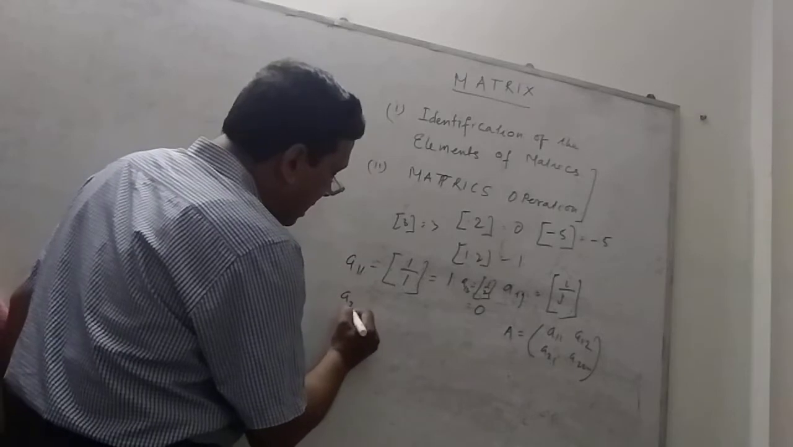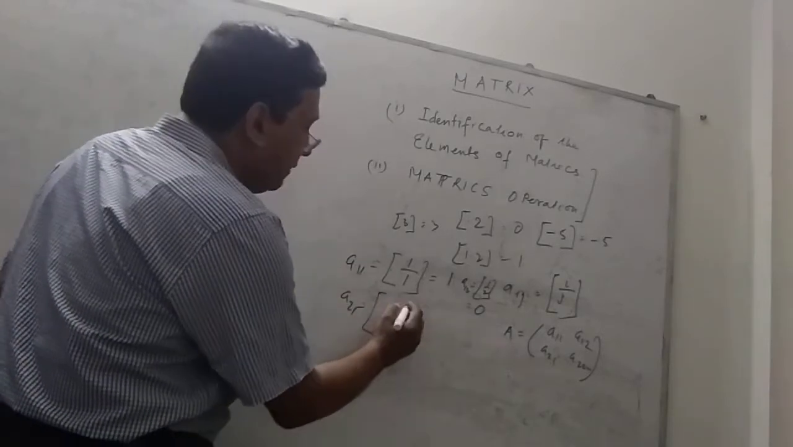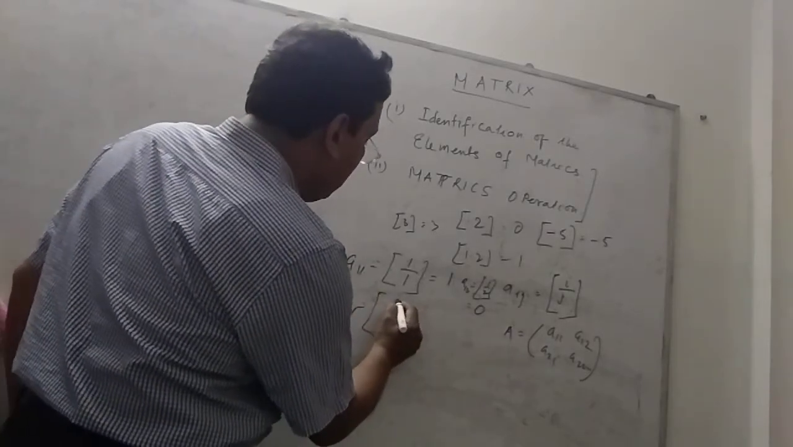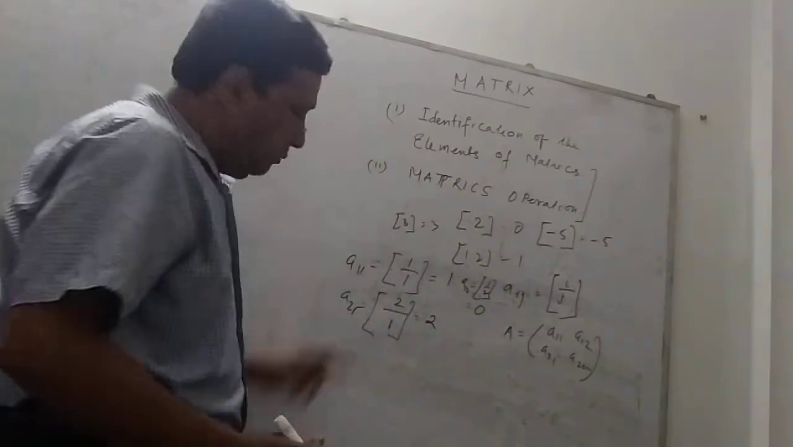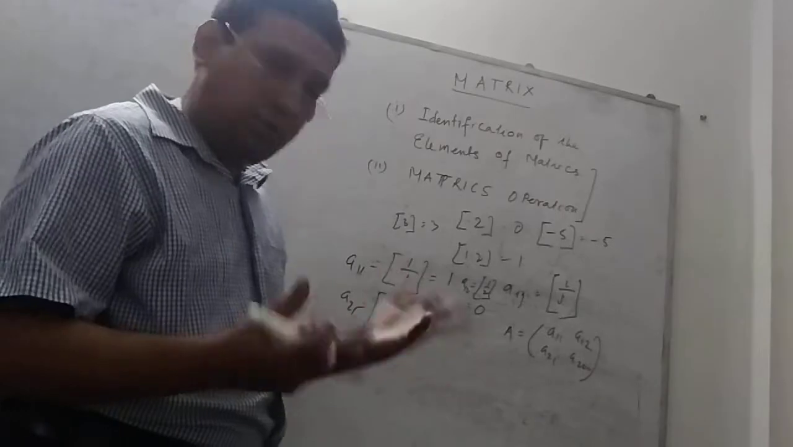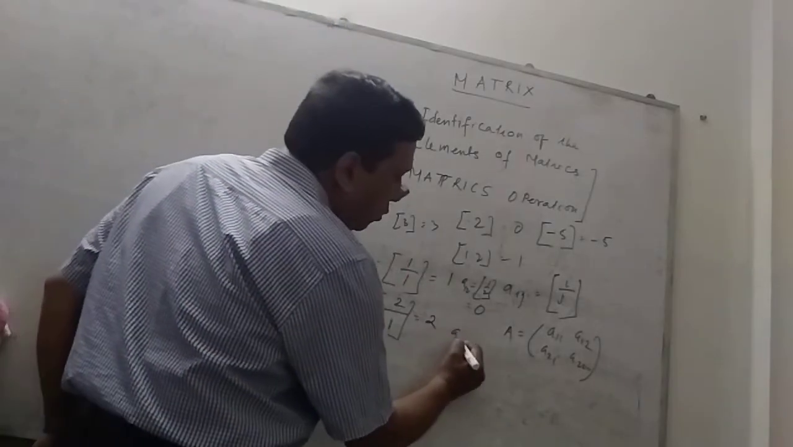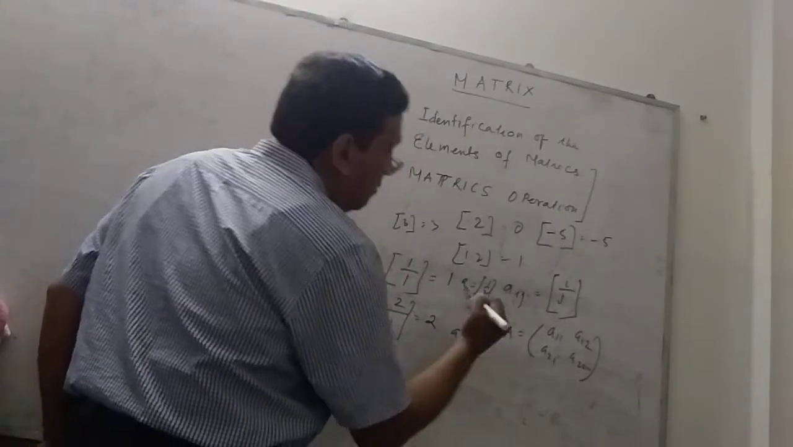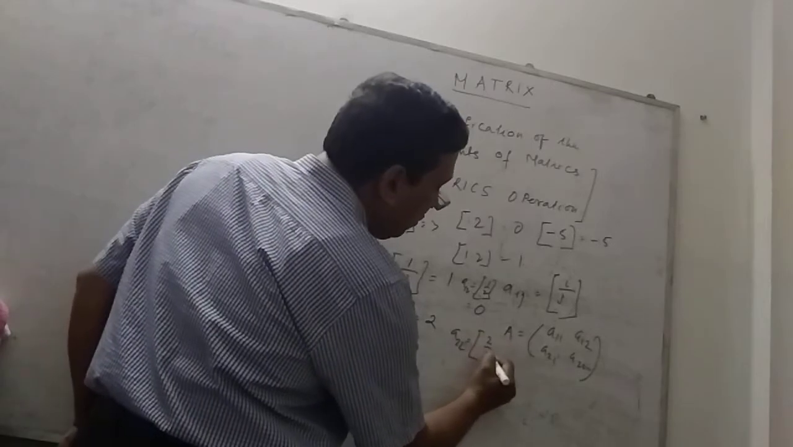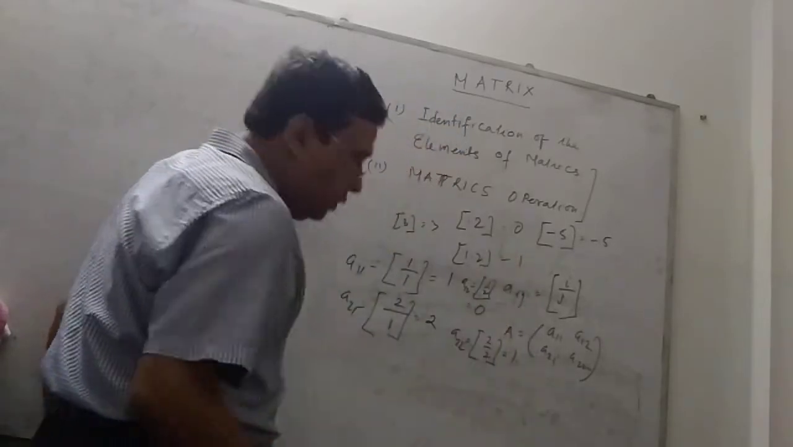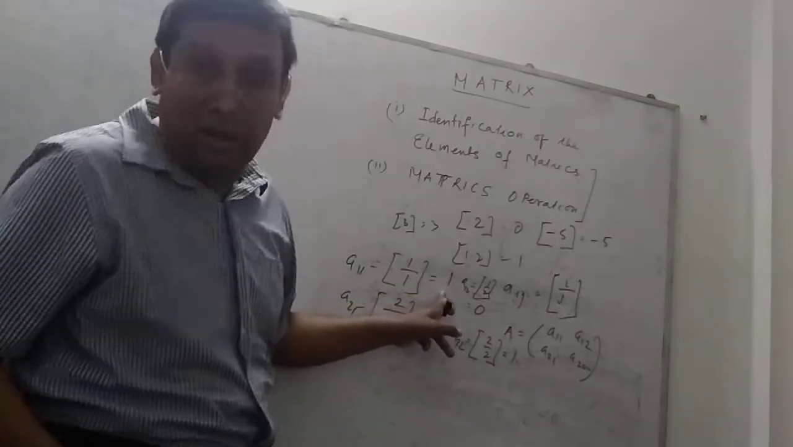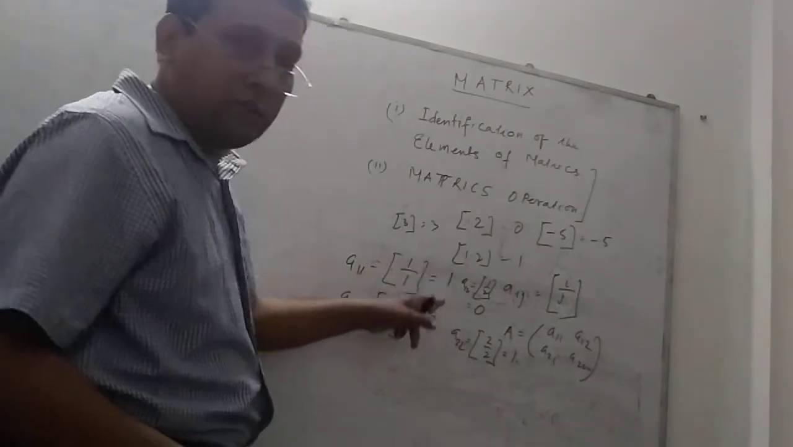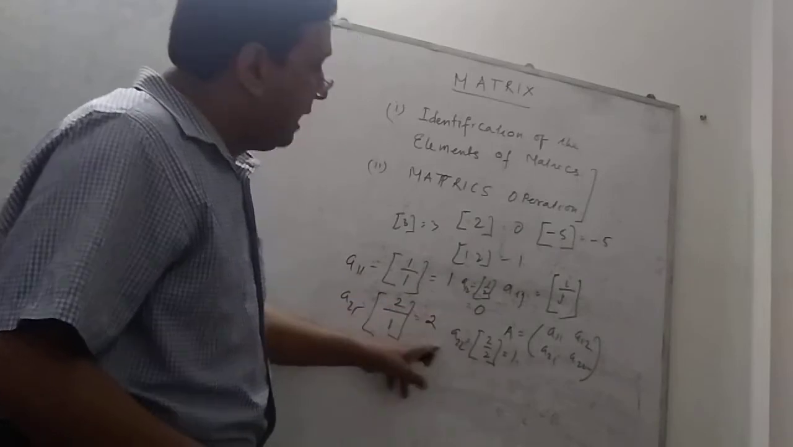Next A21. A21 means what? i is equal to 2 and j is 1. So this is nothing but 2, because 2 by 1 is equal to 2. So box 2 means 2. And A22. A22 means what? Box 2 by 2, that is 1. So I got the value 1. Apparently it looks like a very difficult question, but it's not difficult. It's very easy. So I got the final values 1, 0, and here it is 2, 1.